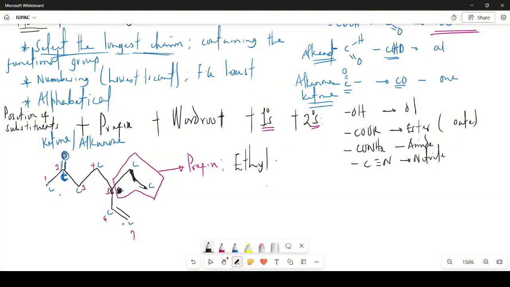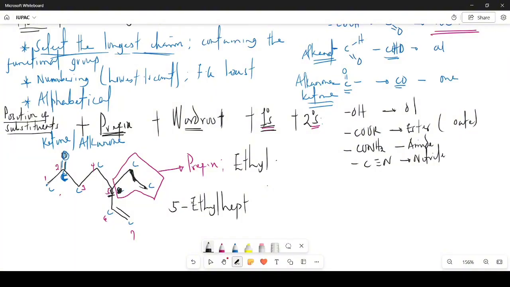So now we can go ahead and name it. We can see that this ethyl is attached to which position? 5th position. So if I want to name now, it will just be the position of the substituent. And what's the position of the substituent? 5th position. What is attached to the 5th position? The substituent, that is the prefix. And what's that prefix? We call it ethyl. And after that, you go to your word root. What's your word root? The longest carbon chain. What's the longest carbon chain? Hept. And after that, you go to your primary suffix.